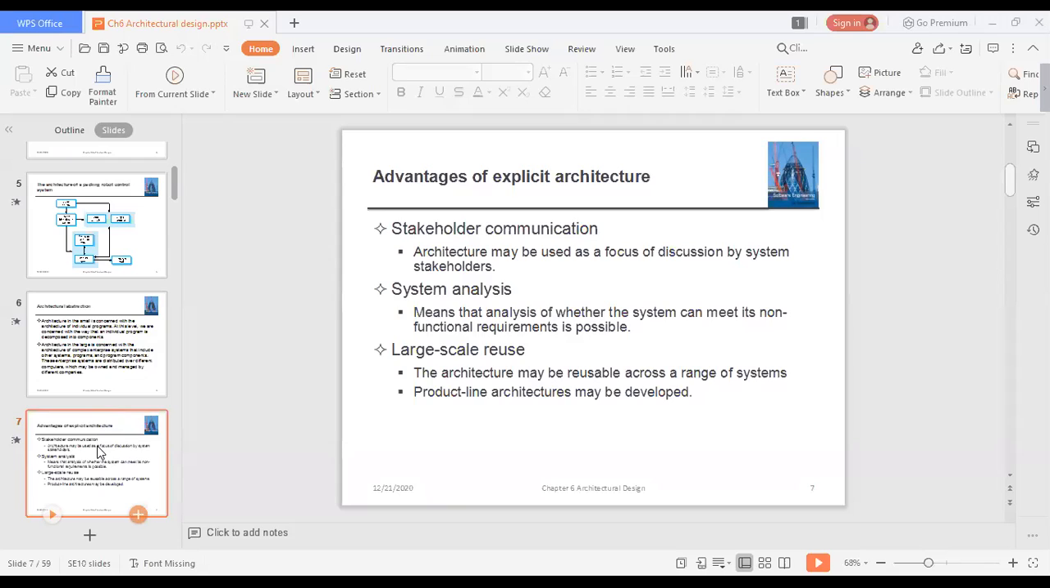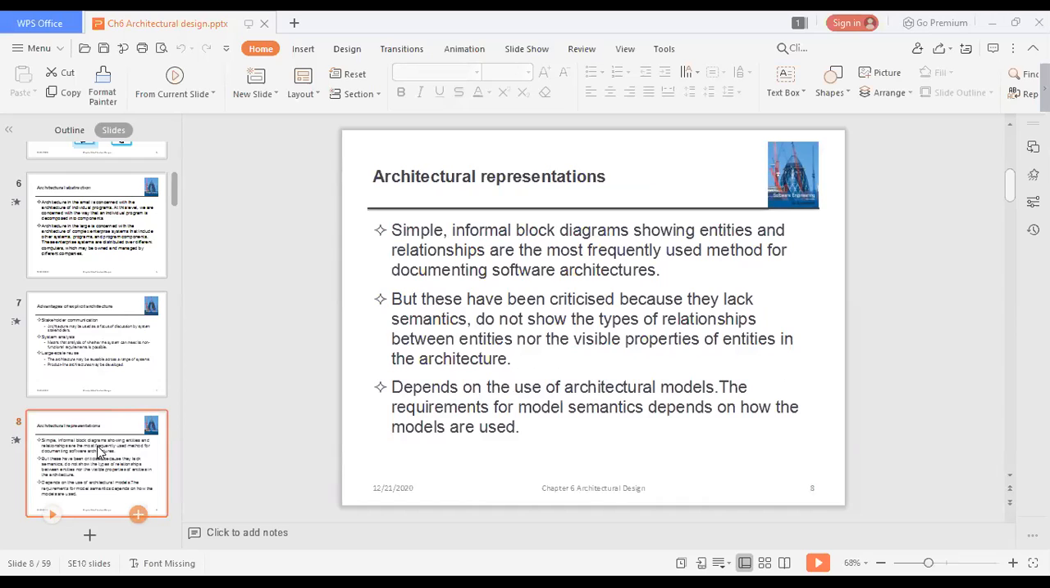Semantics is knowledge about the knowledge, what we call metadata. If we talk about codes, it is a language of understanding that particular sign. If we look at the signs of Mohenjo-daro, we do not know them, but if we gain an understanding of them, that is what we call semantics. That depends on the use of architecture models. The requirements for model semantics depend on how the models are used.